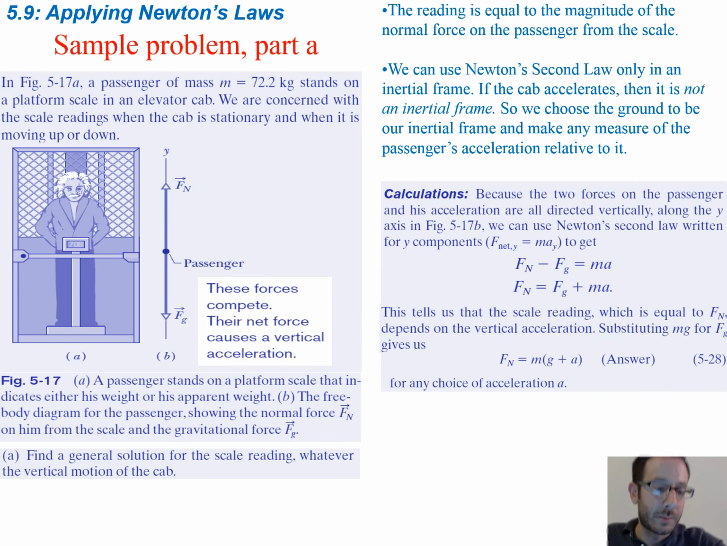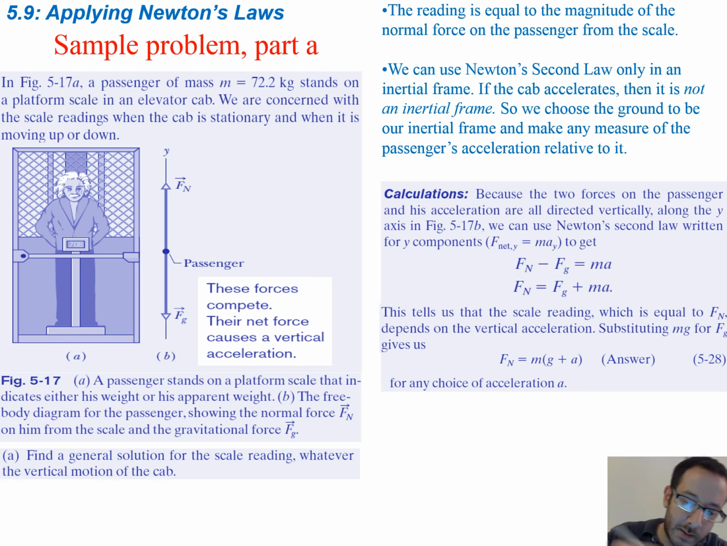Let's move on to our last example. So in the figure, a passenger of mass m is equal to 72.2 kilograms stands on a platform scale in an elevator cab. Now we're concerned with the scale readings here when the cab is stationary and when it's moving up or down.